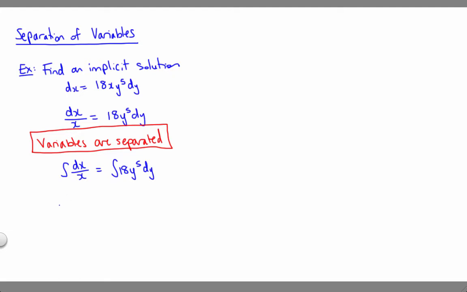All right, so on the left side, we're going to get ln x, and on the right side, we're going to get y to the sixth times 3 plus a constant. So let's make some comments about what we just did here. This is our first example of solving a DE, and we're going to see some really common patterns coming up here.